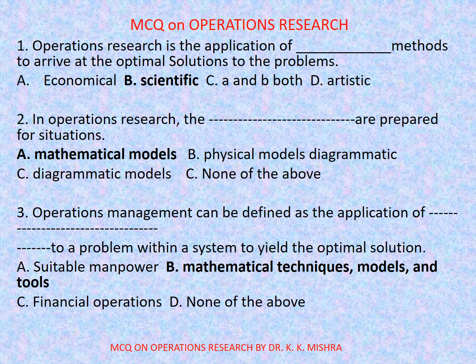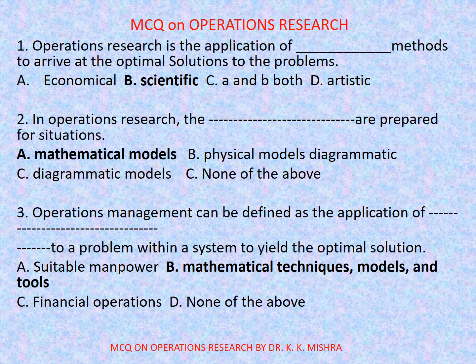Question number 1. Operations research is the application of dash methods to arrive at optimal solutions to the problems. Options are A. Economical, B. Scientific, C. A and B both, D. Artistic. Correct option is B. Scientific. Question number 2. In operations research, the dash are prepared for situations. Options are A. Mathematical models, B. Physical models, C. Diagrammatic models, D. None of the above. Correct option is A. Mathematical models.